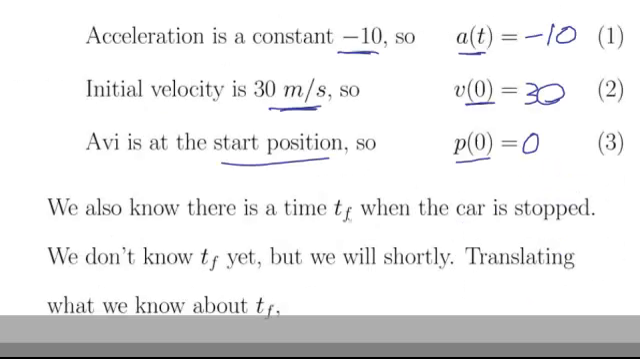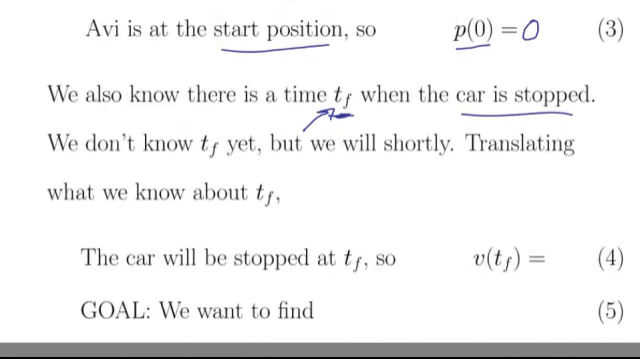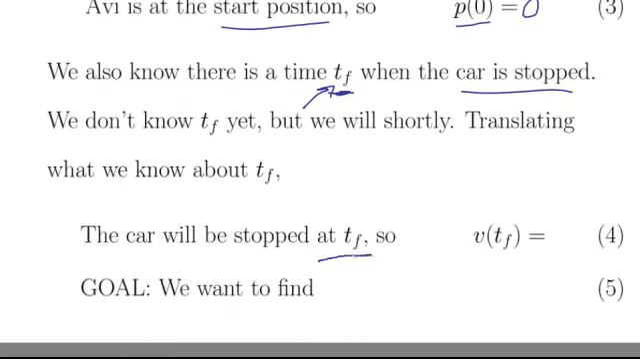Now there's one other piece of information we have. We know there's some time when the car is stopped. We're going to call that time TF. We don't know what it is yet as a number, but we still know things about it. The car is going to be stopped at TF, so v of TF is going to have to be equal to 0. Good.